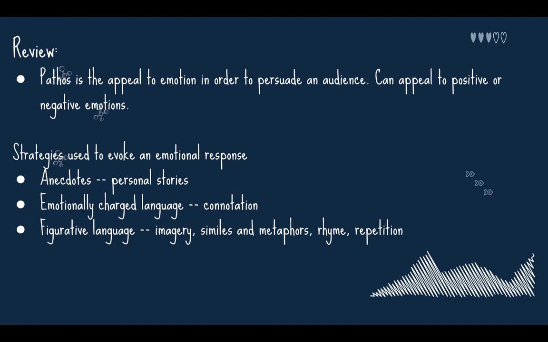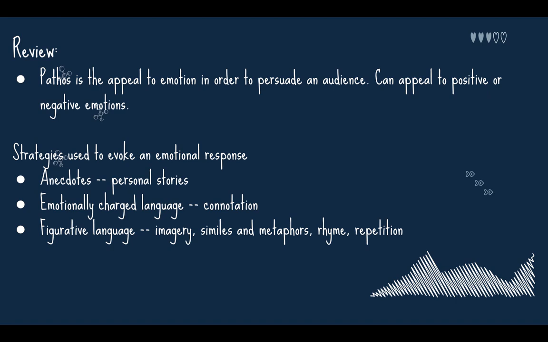Okay, you guys, so that is really all I am introducing for pathos. So let's take a second and review. Pathos is the appeal to emotion in order to persuade an audience, right? It can appeal to positive or negative emotions. Some of the strategies that we talked about in this presentation are the use of anecdotes, so personal stories, and the use of emotionally charged language, how we call and name things. War, destruction, peace, those sorts of things are words that just carry a lot of emotion and are used pretty often.